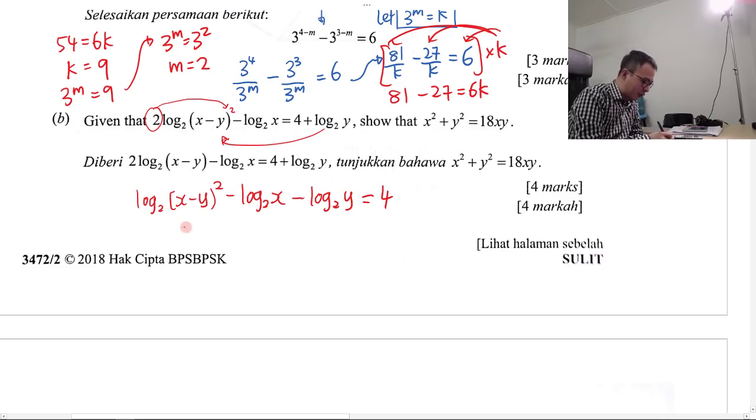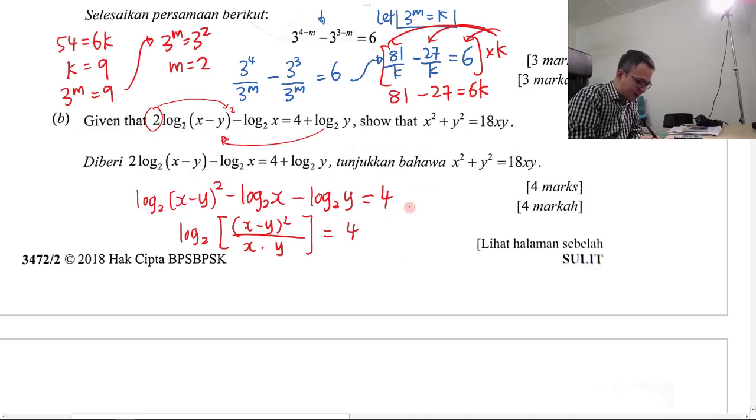Then the next thing I will do is I will factorize out the log 2. And then whatever minus I will write at the divide. So this one I will get something like x minus y square, minus, right, mean divide x, minus again mean divide y. Okay, but then x and y, the relationship between here, actually they are multiplied, will equal to 4.